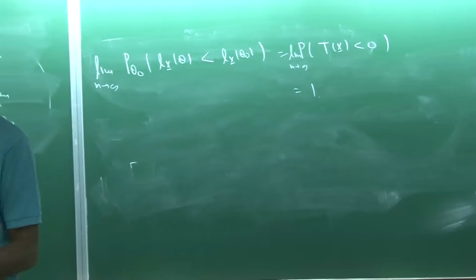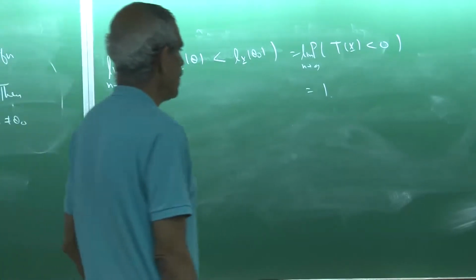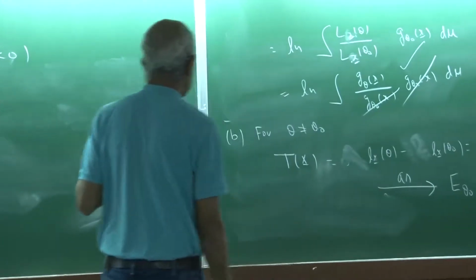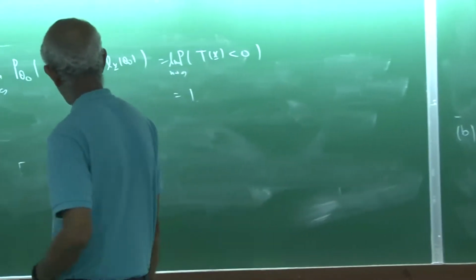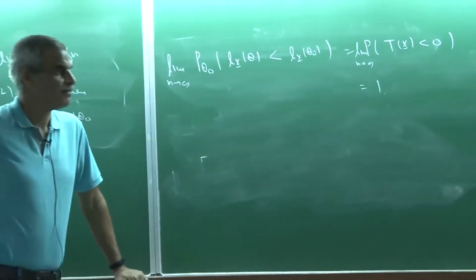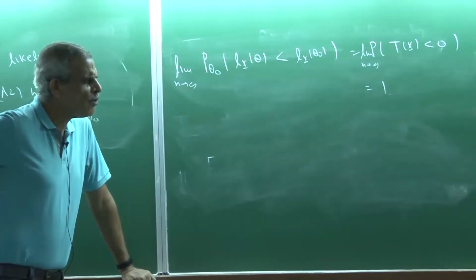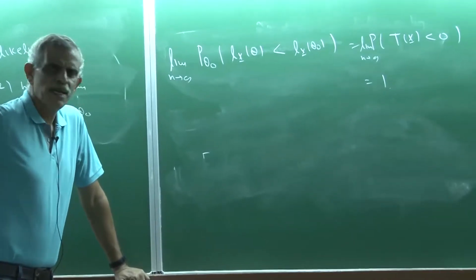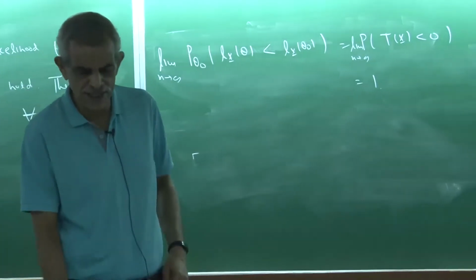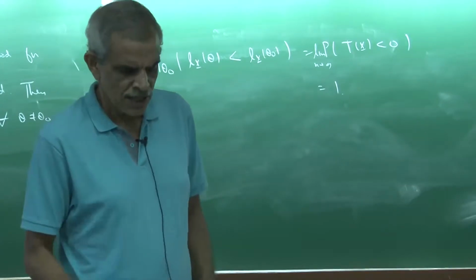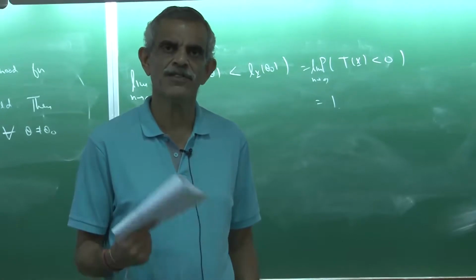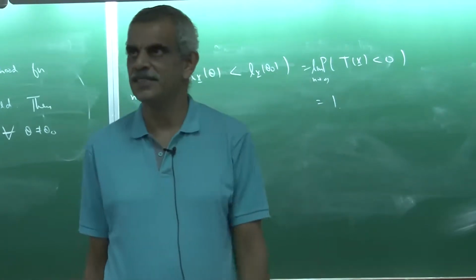So that proves that your likelihood function, the probability that the likelihood function at point theta is less than the likelihood function at point theta naught, that probability goes to 1 as n goes to infinity. So these two properties, in fact, justify maximizing the likelihood function. In a certain sense, it justifies the optimal property of the maximum likelihood estimator. So the maximum likelihood estimator has a lot of intuitive appeal in terms of these results.